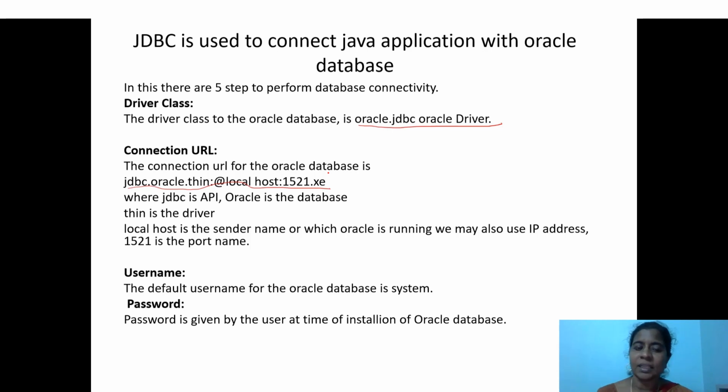And here JDBC is the API, as I said, the application programming interface. This JDBC is the interface and Oracle is the database. Thin is the driver that you have used, and localhost is the server name on which Oracle is running. We may also use an IP address. For example, if you are using it remotely, in that case you have to use the corresponding IP address. Comma, the port number has to be mentioned. Normally, it is 1521.